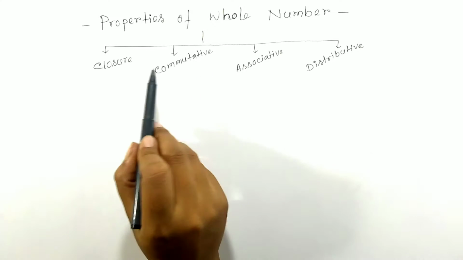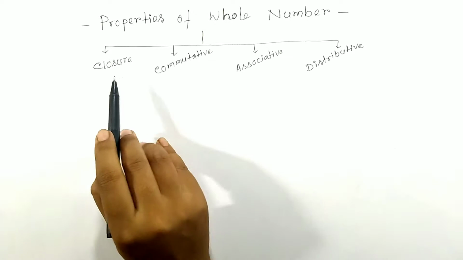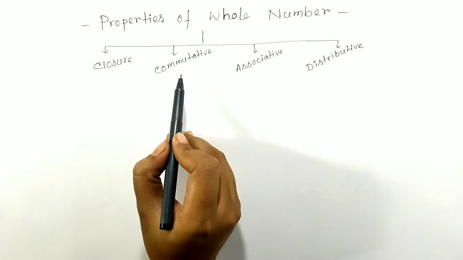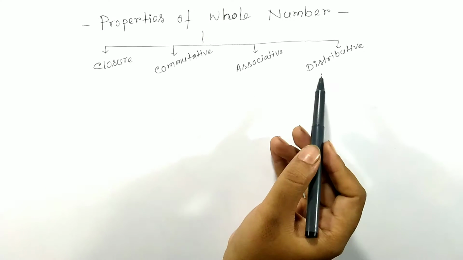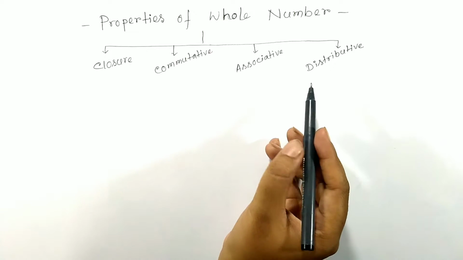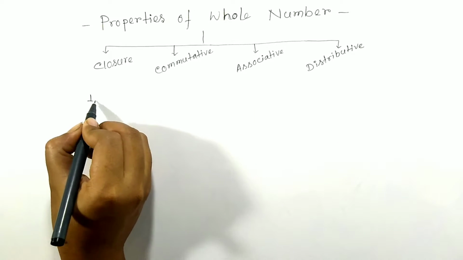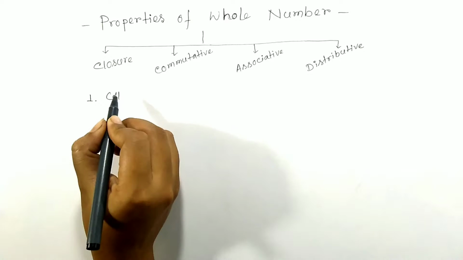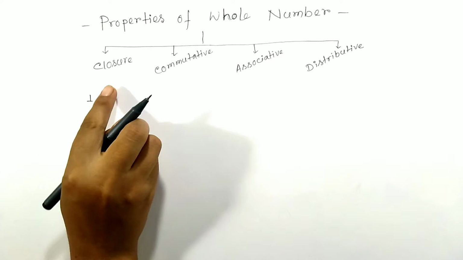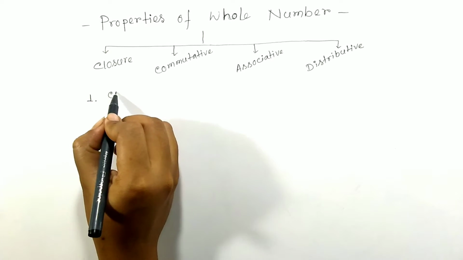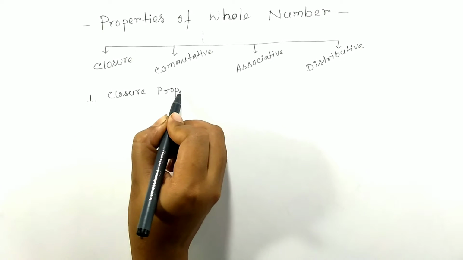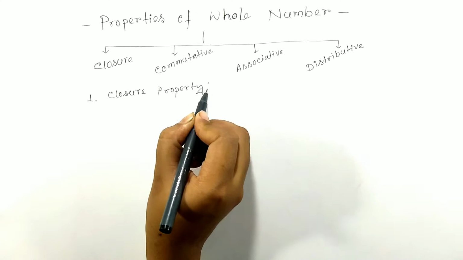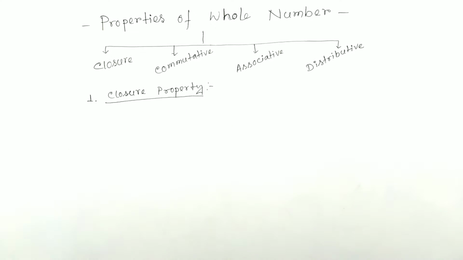Properties of whole number. Basically, whole numbers have four properties. First one is closure property, second one is commutative property, third one is associative property, and fourth one is distributive property. So let's discuss one by one. First one is closure property.